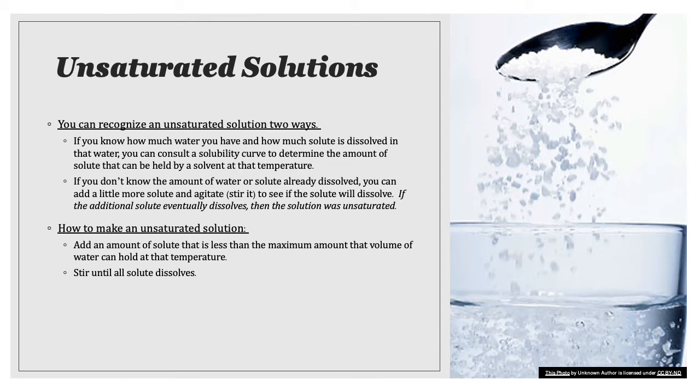If you don't know the amount of water and you don't know the amount of solute that you're starting out with, and you need to figure out whether it's unsaturated, saturated, or supersaturated, then you could add a little bit more solute and stir it. You want to give it a good stir. And if it dissolves, then that means you had an unsaturated solution. And the way to make an unsaturated solution would just be to take some water and add an amount of solute that's less than the maximum and stir it until it's dissolved, and then you have yourself an unsaturated solution.